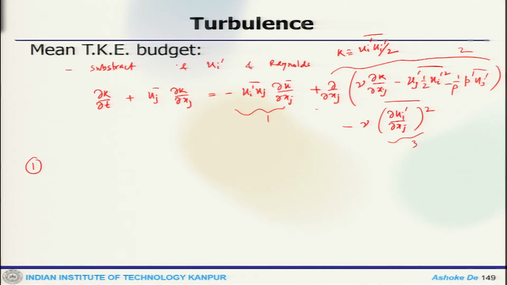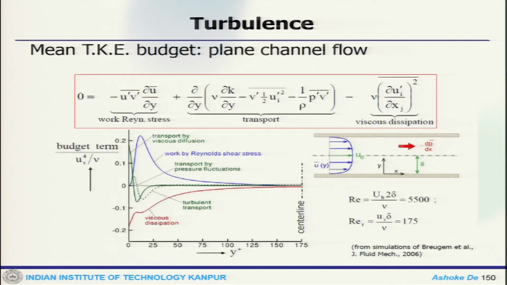So, term 1 is the production of turbulent kinetic energy by Reynolds stress on mean flow. Turbulent flow is essentially unstable, so the instability process transfers energy from mean flow to large eddies. Term 2 is a spatial distribution of turbulent kinetic energy by viscous diffusion and fluctuating velocity plus pressure, and term 3 is the loss of turbulent kinetic energy due to viscous dissipation.